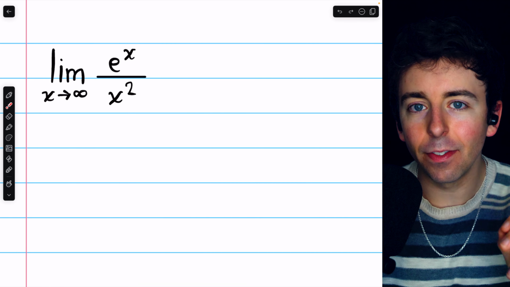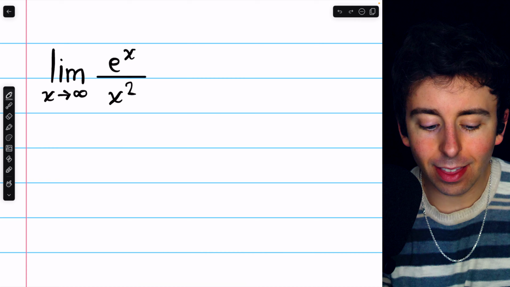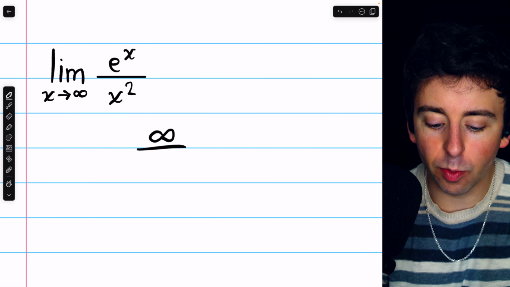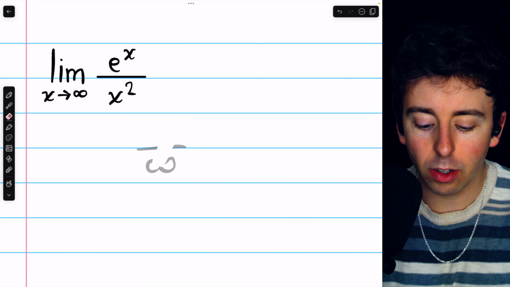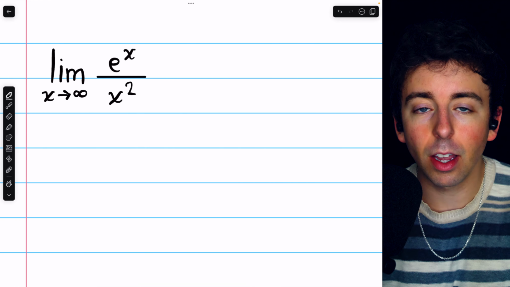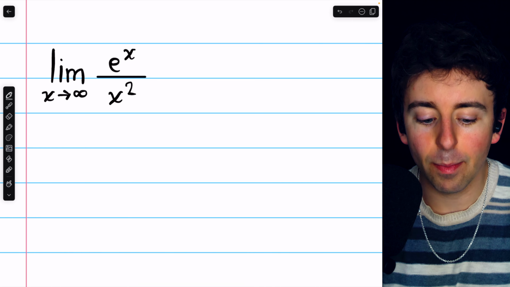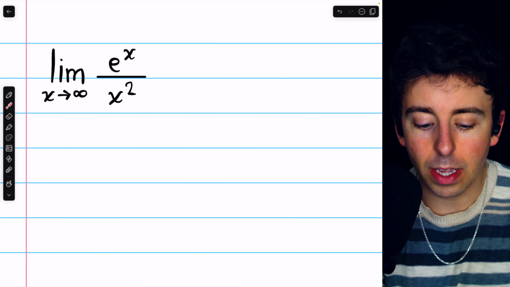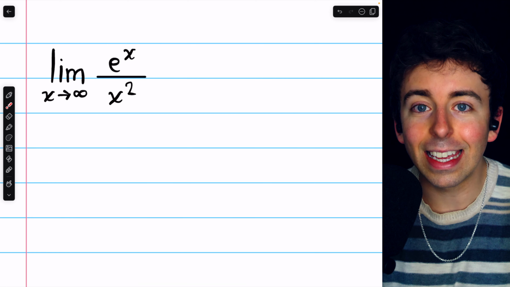When plugging infinity into e to the x over x squared, we get the indeterminate form infinity over infinity. So this is a very straightforward limit to evaluate using L'Hopital's rule. I'll leave a link in the description to my video where we do just that. But we can also observe the behavior of this limit using a series expansion with e to the x.